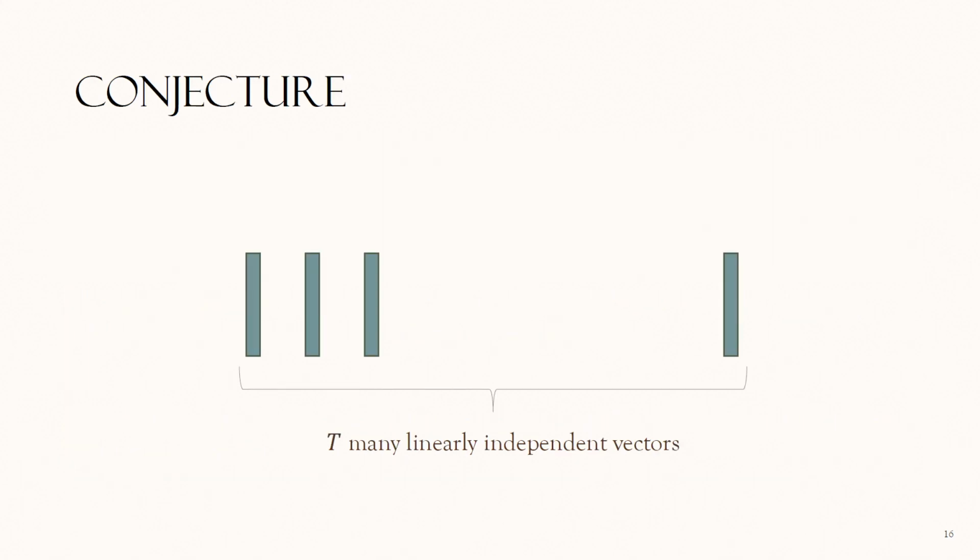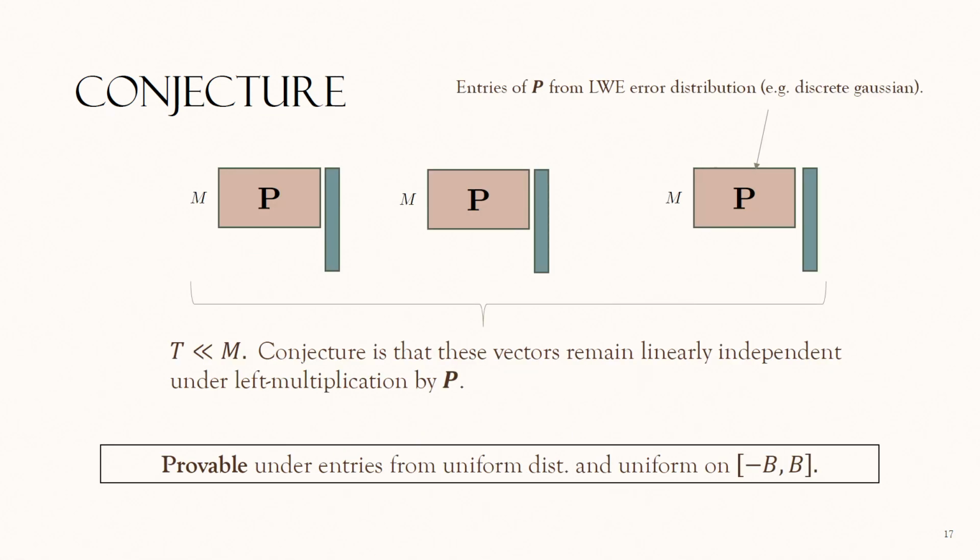It's very mild. Suppose you have T many linearly independent vectors, and I left multiply all these vectors by some matrix P whose height is much larger than the number of vectors. Then the conjecture is that these vectors remain linearly independent. And what is this matrix P? This matrix P has entries drawn from some LWE error distribution, say a discrete Gaussian. And this is in fact provable if you take the entries of P from a uniform distribution or a small bounded uniform distribution.